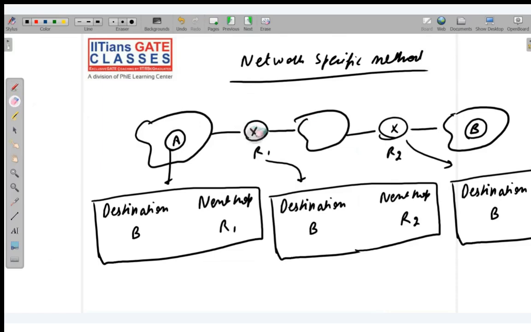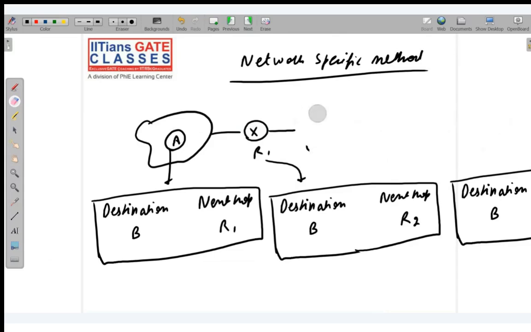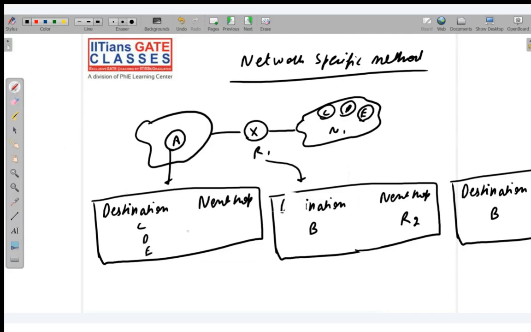So if we have R1, then we have R2, and here, for simplicity, I will make only one network. R1, and then we have a very big network here, say this network is N1, and here we have computers C, D, E. So A will make entries. If we use the next hop method, A will make entries for C, D, and E, and the next hop will be R1, R1, R1.